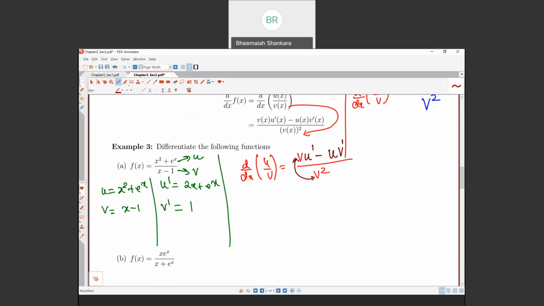Now plug in all the derivatives in the function in this formula. So you have x minus 1 times 2x plus e to the x, negative u, which is x squared plus e to the x, and then v prime is 1. So the entire function is divided by v squared, which is x minus 1 squared. Again, I don't want you to simplify, so you're good to leave it at this step.